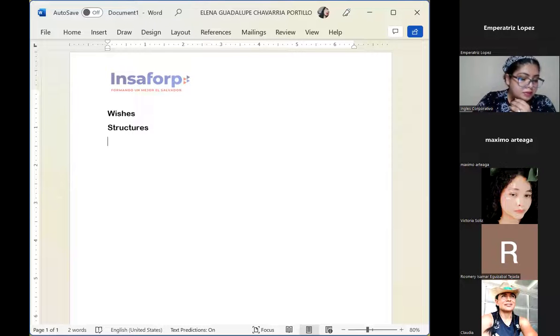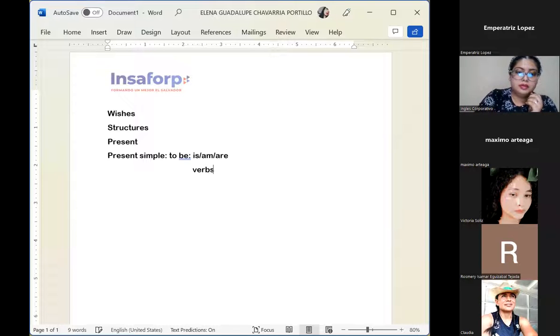In this case, we are going to begin with the present. We have the present simple, or the simple present, as you want to say. We have two different structures. One is the verb to be, that is is, am and are. We already know that, but it's just to remember the structures we have. And then for the verbs, we have the base form and third person, with s or es in some cases. Then we have the present perfect.